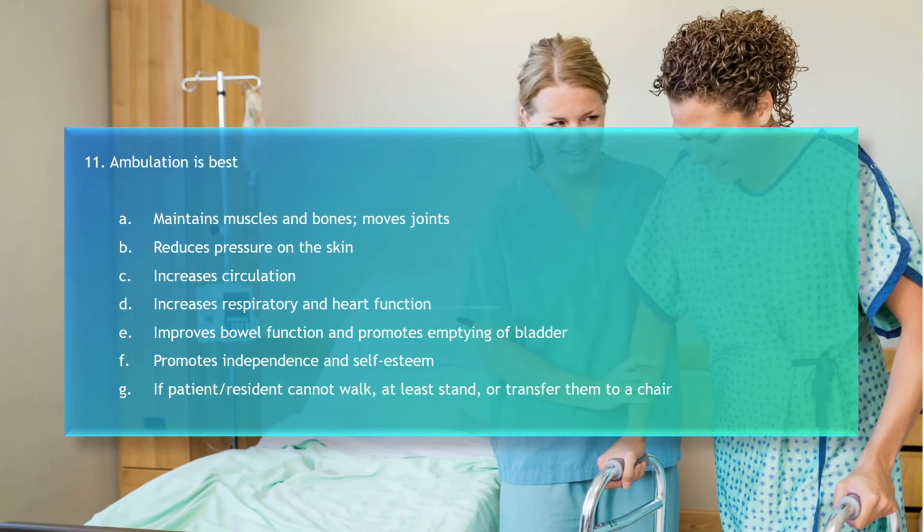Ambulation is best. It maintains muscles and bones and moves joints. It reduces pressure on the skin, increases circulation, increases respiratory and heart function, improves bowel function and promotes emptying of bladder, promotes independence and self-esteem. If the patient or resident cannot walk, at least help them stand or transfer them to a chair.